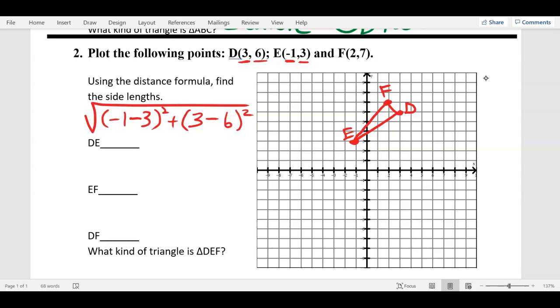Now I'm going to do EF. Big old square root. EF. So x2 minus x1. So 2 minus negative 1. Careful here. It's minus sign, negative sign, 1. Squared plus y2 minus y1. 7 minus 3. Squared.